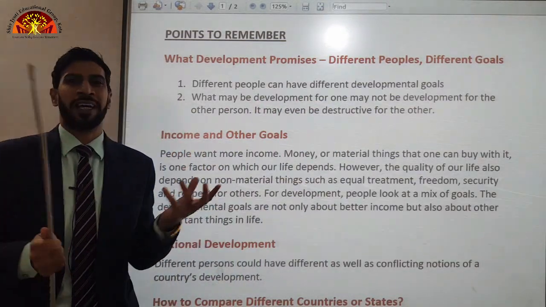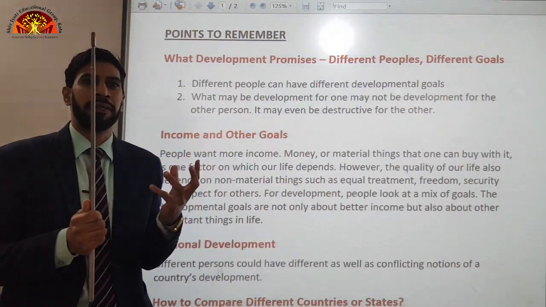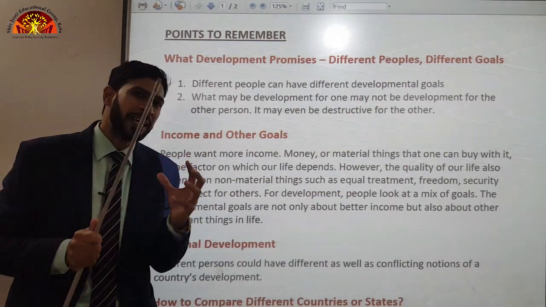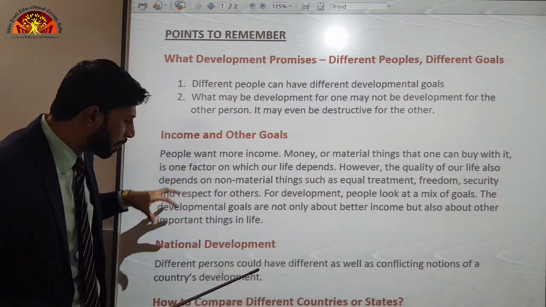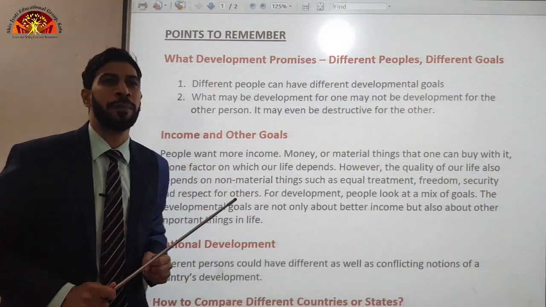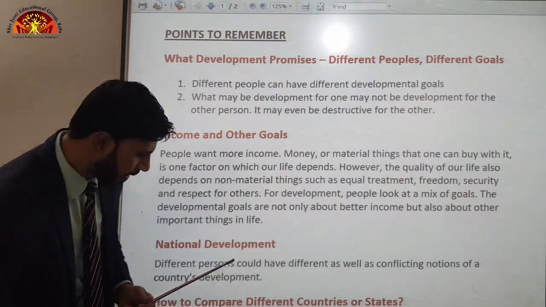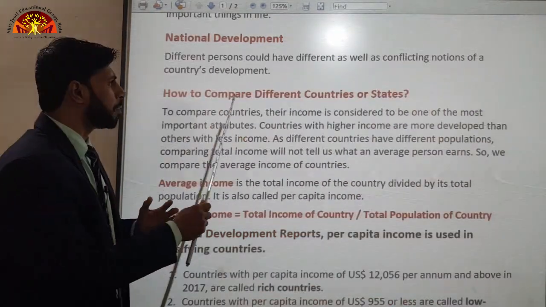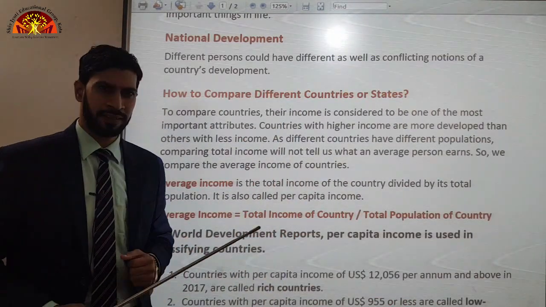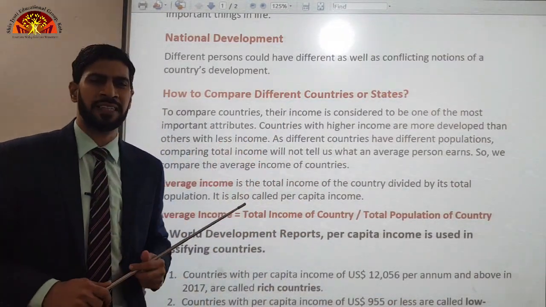So that is why in national development, it is very important that सबकी बात लेकर गवर्नमेंट चले ताकि सबका ध्यान रख के डेवलपमेंट किया जाए. ठीक है. How to compare different countries and states?